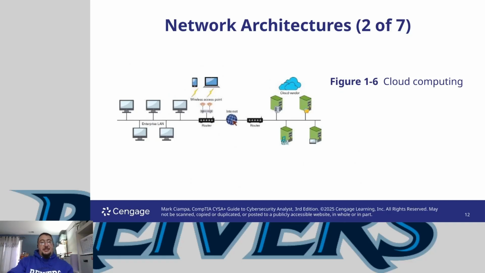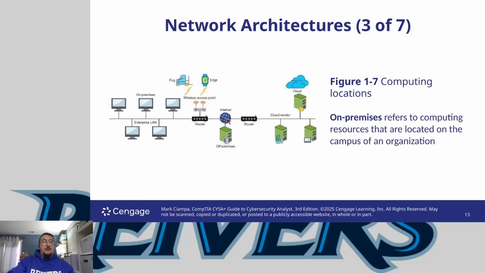Example here is cloud computing. You've got users here on the network. They reach out to the internet. They find their cloud vendor, get whatever information they're storing, and bring it back and use it on their side. On premises, anything that's located within the campus or inside of the organization.